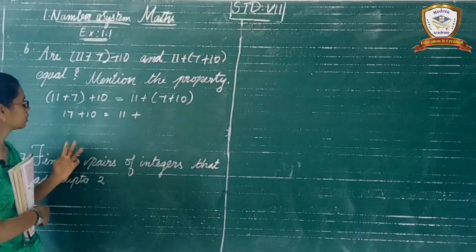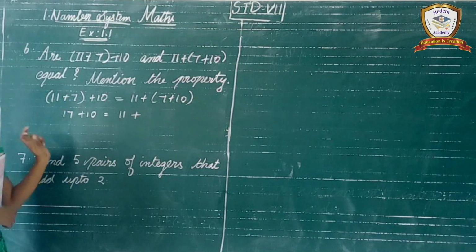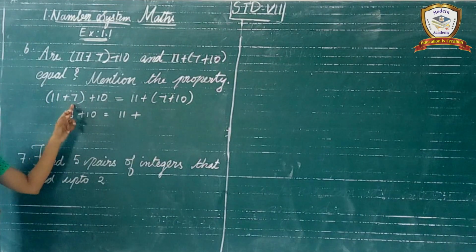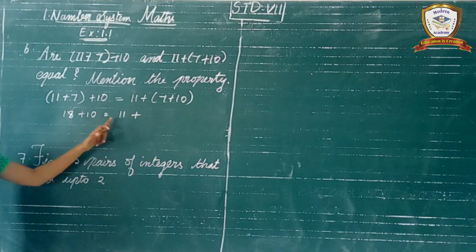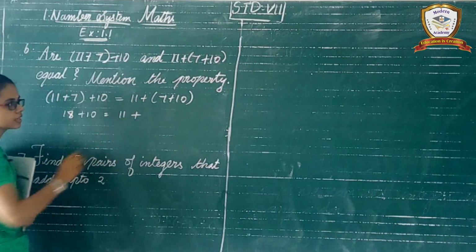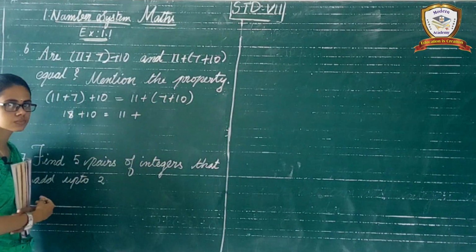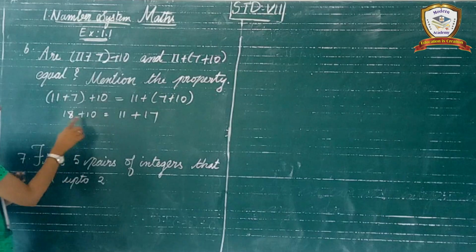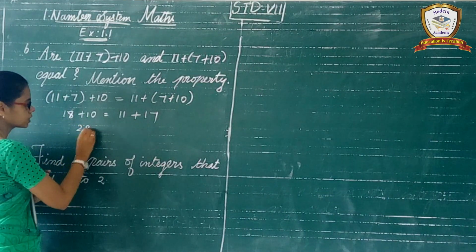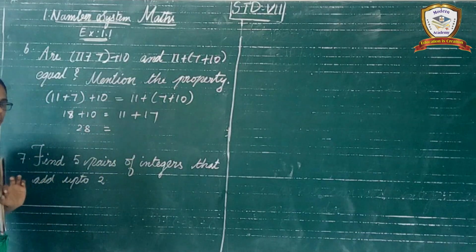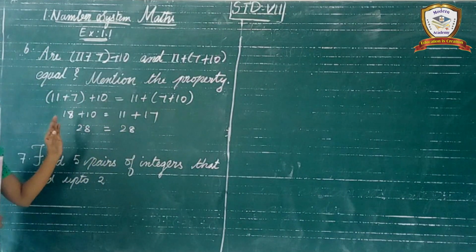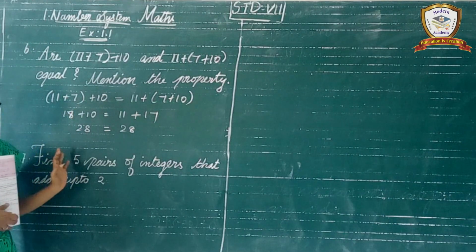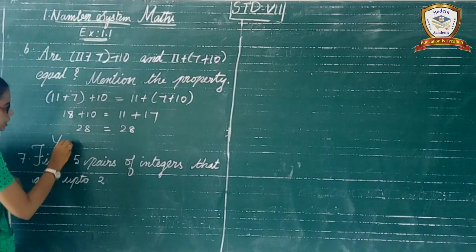Okay, listen. Sorry. 11 plus 7, what's the answer? 18. I wrote it wrongly, so sorry. 18 plus 10 equals 28. On the other side, 11 plus 17, that also comes to 28. See, easily we can say directly which property this is: the associative property. Yes, it is the associative property.